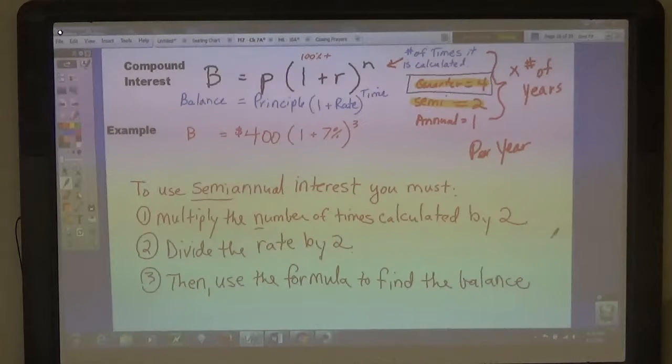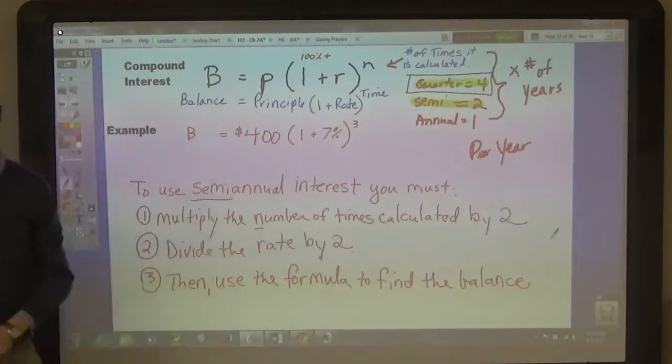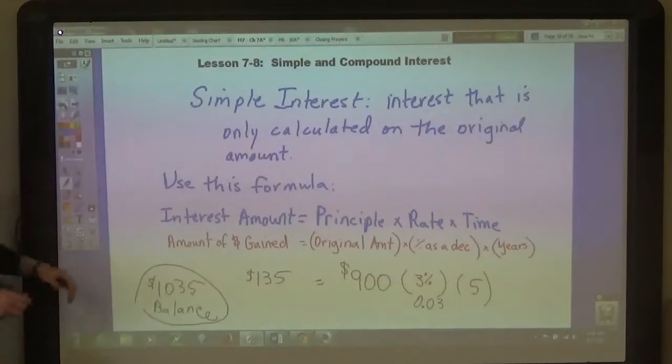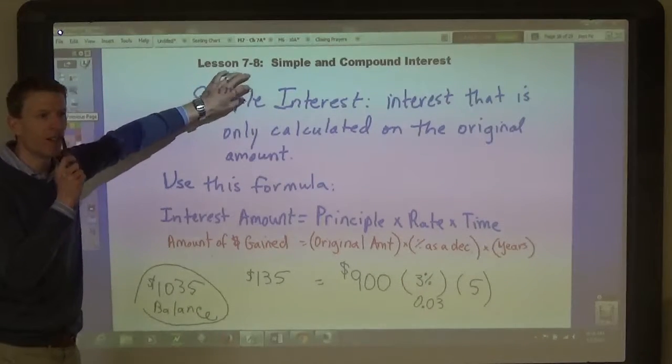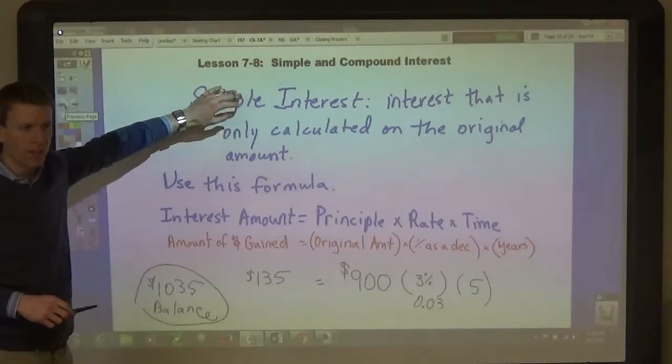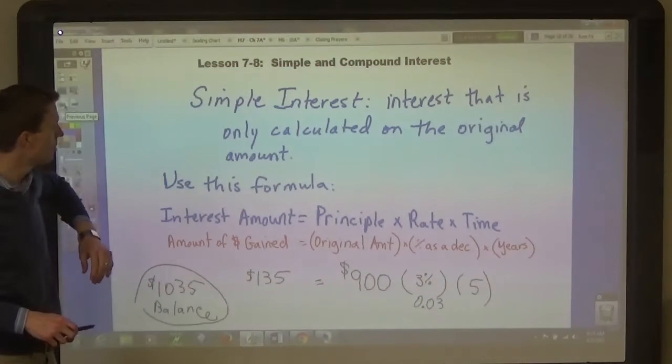Seventh graders. Lesson 7-8. We're talking about interest in this lesson. There are two ways to calculate interest. Yesterday we talked about simple interest and the formula that goes with simple interest.